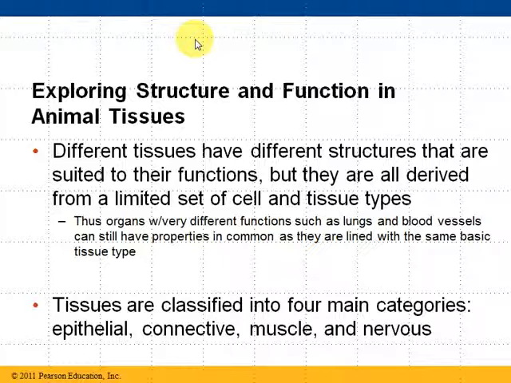But all of those tissues and organs are really derived from a very small set of different cell and tissue types. So organs that are quite different from each other, like lungs and blood vessels, which don't really seem to have much in common, they still have some common properties because they are aligned with the same basic tissue types. And there's really only 4 tissue types. So we're going to look at the 4 main categories of tissues, and they are epithelial, connective, muscle, and nervous. In your textbook on page 856 through 858, you can find a great overview and set of illustrations that kind of shows these 4 main categories of tissue using a wolf as an example. So great illustrations. We'll look at some of them here as well.